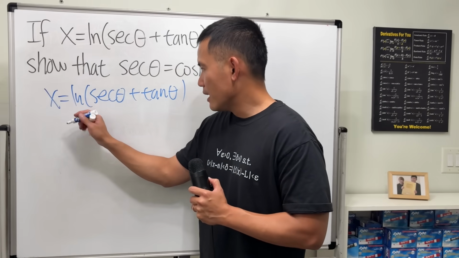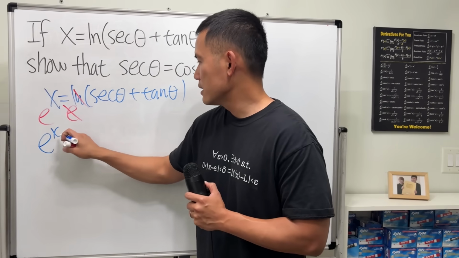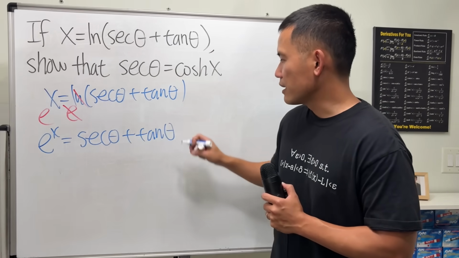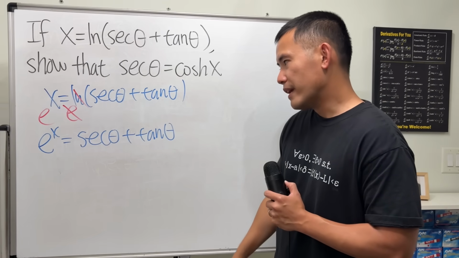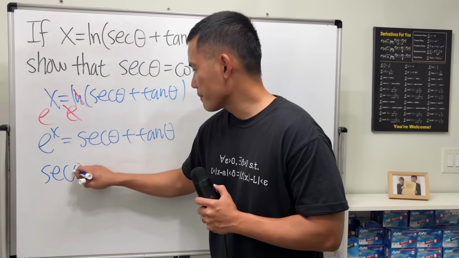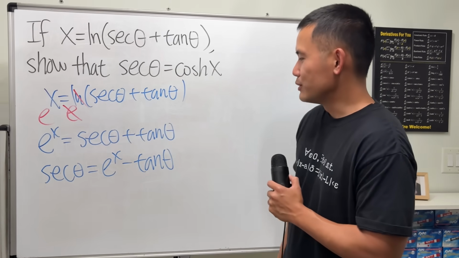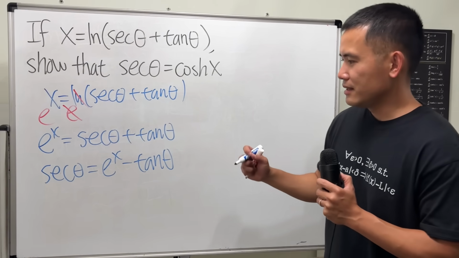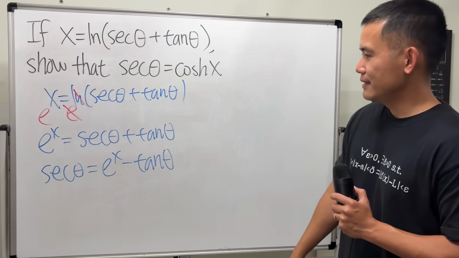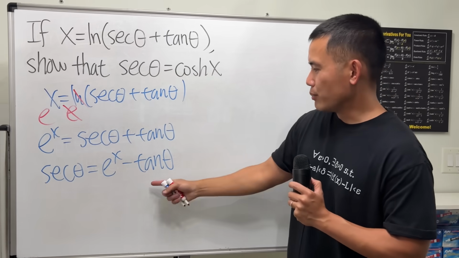Anyways, I will just exponentiate both sides, so we get e to the x is equal to secant theta plus tangent theta. Okay? Then subtract, and we get secant theta equals e to the x minus tangent theta. And now what? Of course, this has nothing to do with that, right? It does not look like it, but they are supposed to be equal.